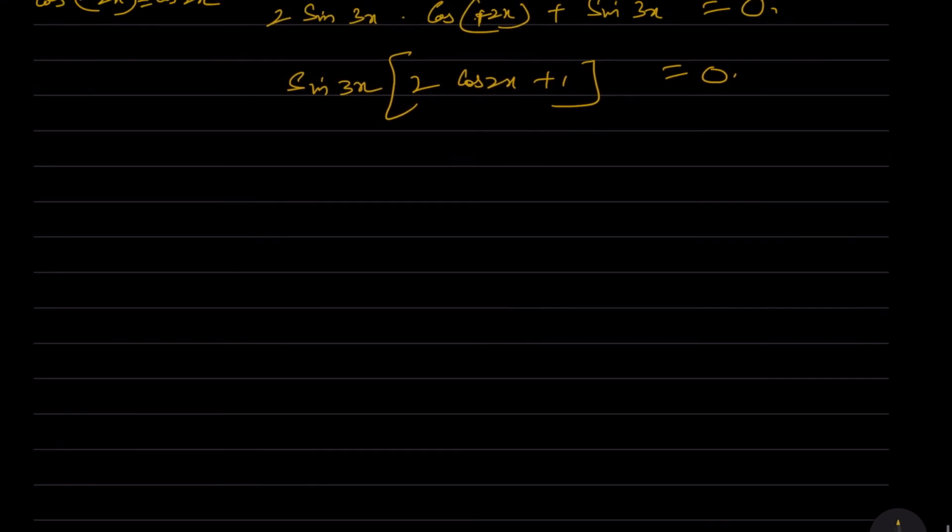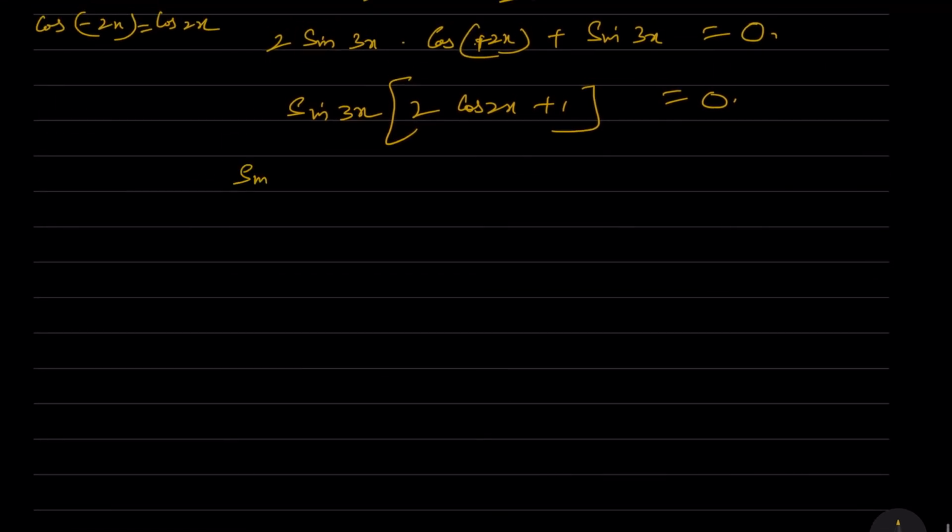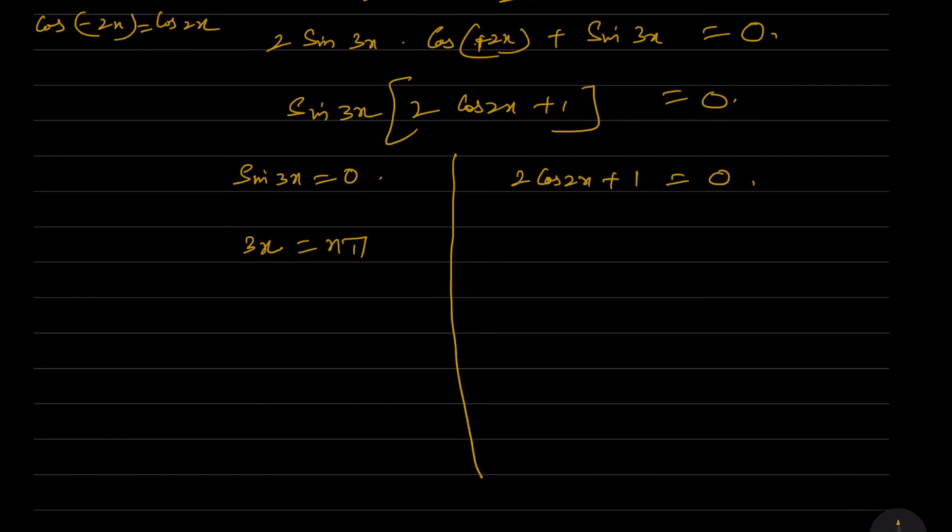So you are getting sin 3x is equal to 0, or 2 cos 2x plus 1 is equal to 0. Therefore 3x is equal to n pi, or x is equal to n pi by 3 for n belongs to z. This is one solution which you got. The other solution is 2 cos 2x is equal to minus 1, so cos 2x is equal to minus 1 by 2.